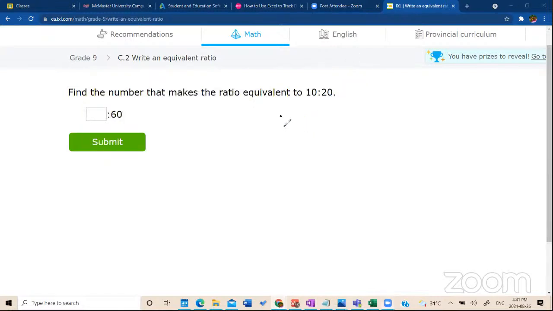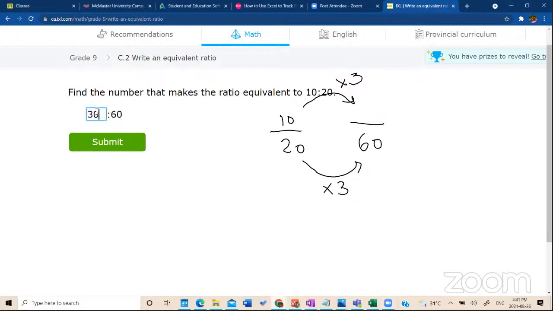It's going to be 3. It's going to be 10 divided by 3. So basically, since we're going from 20 to 60, we have to multiply by 3. It's going to be 10 multiplied by 3. It's going to be 30. Yeah, excellent. 30.